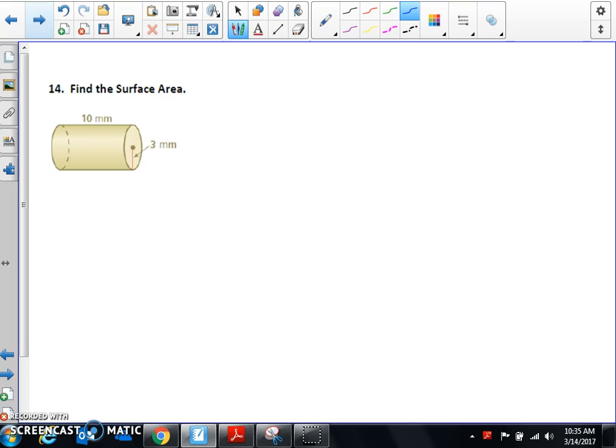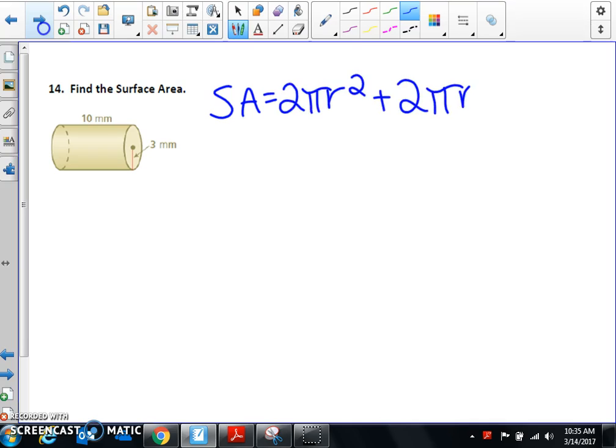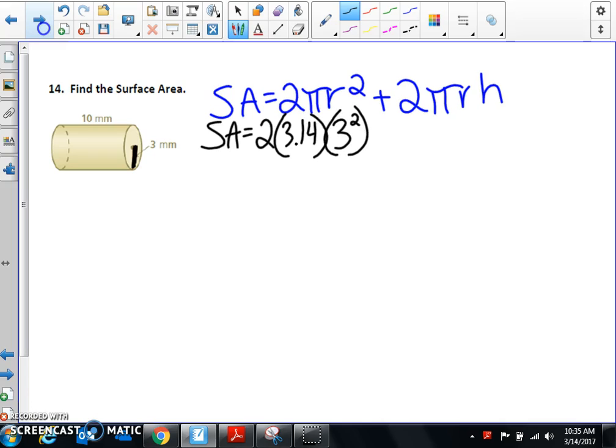Find the surface area. I immediately go to the surface area formula on my formula sheet for a cylinder, which is 2 pi r squared plus 2 pi r h. I know that because I just directly went to my formula sheet and wrote it. All right, surface area. We turn pi into 3.14. Lucky for us this time, they gave us the radius. So I can just plug that 3 straight in.